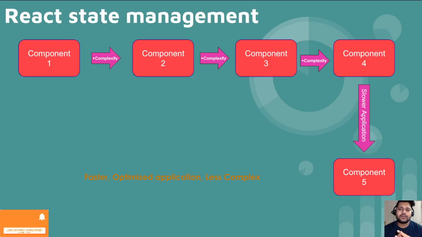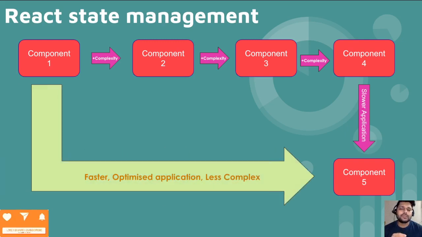So let's take an example here. Component 1 wants to share the data to component 2, and component 2 wants to share the data to component 3. So on I will go to component 4 and I will go to component 5. And you can see very easily that the data transfer from 1 to 2, 2 to 3, 3 to 4 and 4 to 5 is going to make my application slower. And I never wish to make my application slower. So I use someone to help me out. I want to make my application faster, optimized, and less complex. I ask my friend, that is Redux. So Redux comes into the picture and helps me do this.